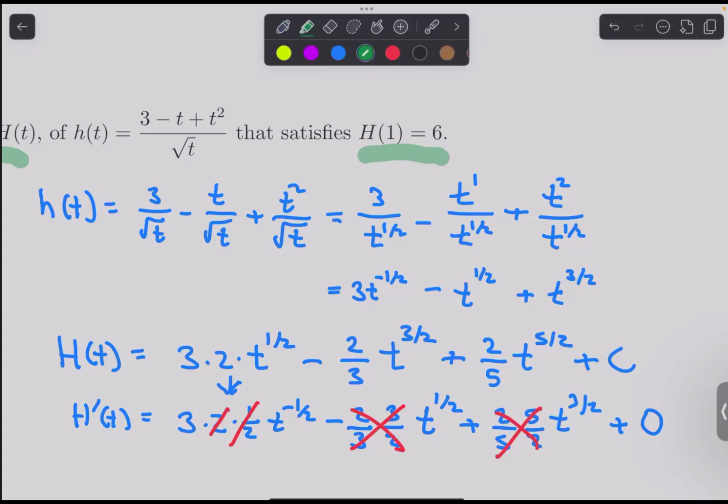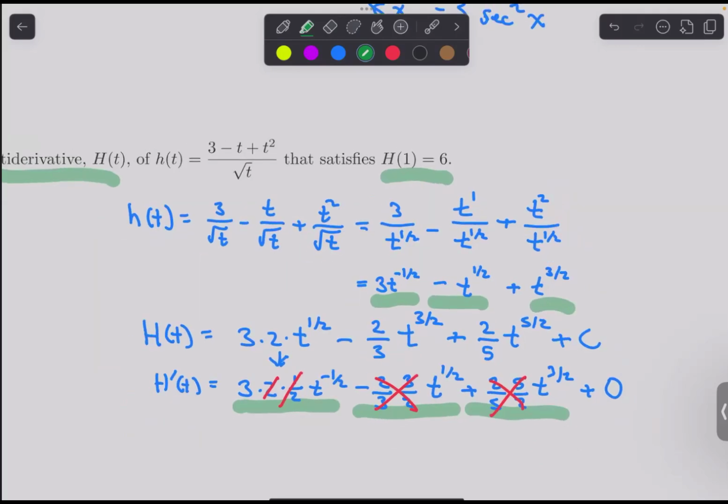And we can see that this 3t to the negative 1/2, I wanted that. I wanted negative t to the 1/2. I got that. And I want plus t to the 3/2. I have that. So this is exactly what I started with. So therefore, I have a good antiderivative, something that when I take the derivative of it, I get back to this function that I'm interested in.